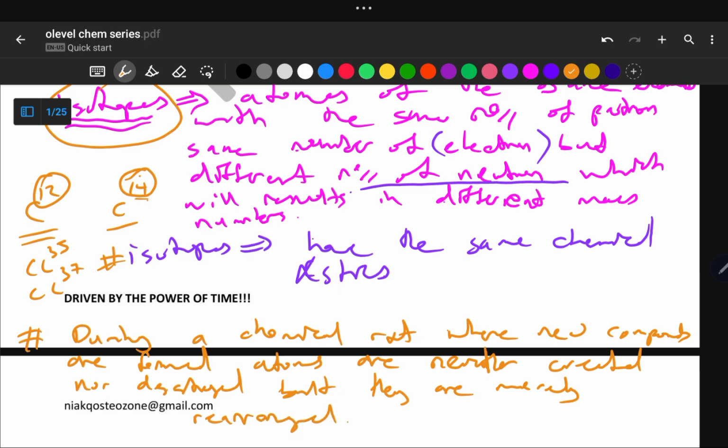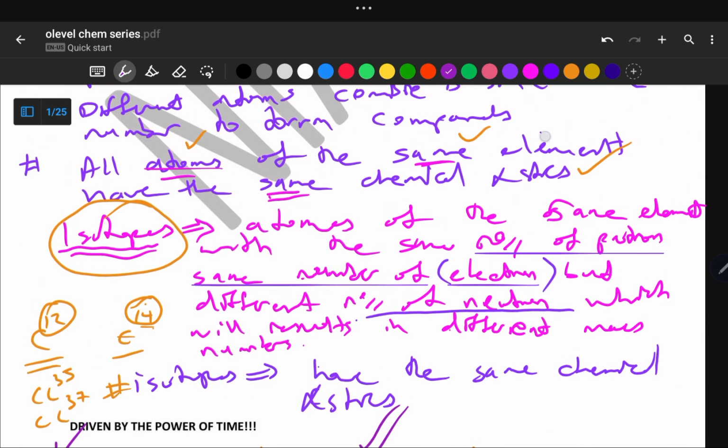They are merely rearranged. So this is what you need to know from Sir John Dalton's postulation. We are going to explain this when we are doing chemical equations. During chemical reactions, atoms are neither created nor destroyed, but they are merely rearranged. As for now, you need to master this. These are the first three.